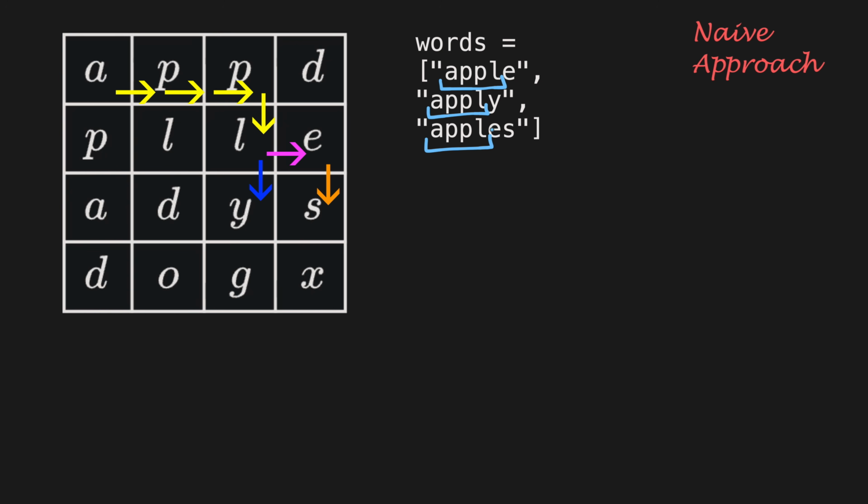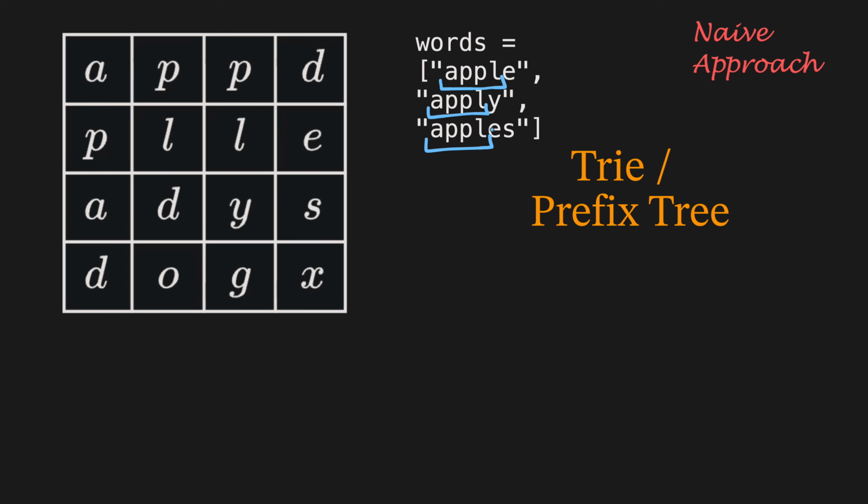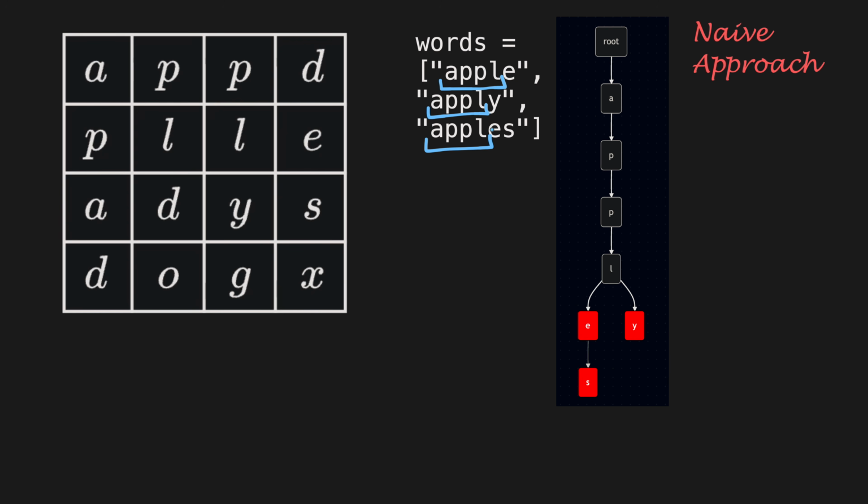Instead of searching the board for each word, what if we could search the board once and check against all words simultaneously? And since we are dealing with prefixes, a brilliant data structure that comes into play is the trie, also known as a prefix tree. A trie is designed for this exact problem. It is a tree-like data structure that consolidates all words in our dictionary based on their common prefixes. So, instead of having separate strings, the trie weaves them together.